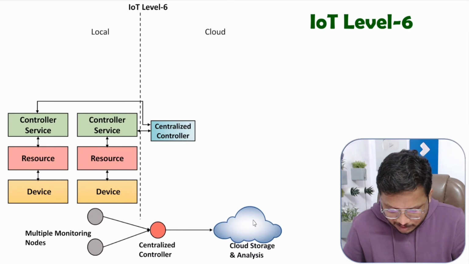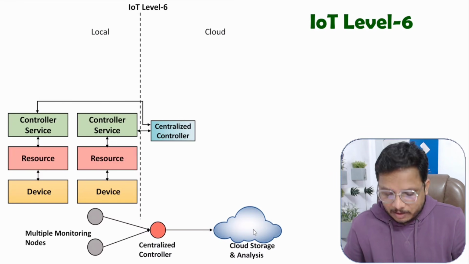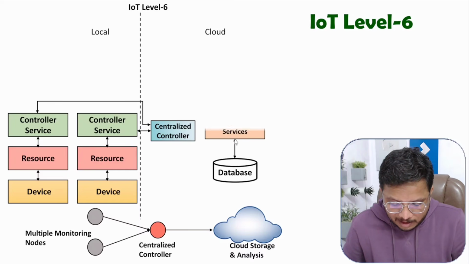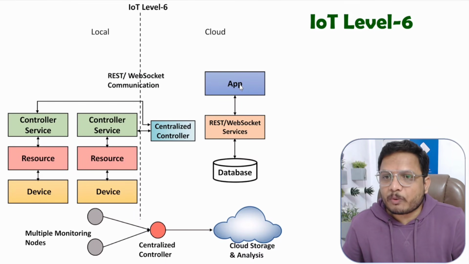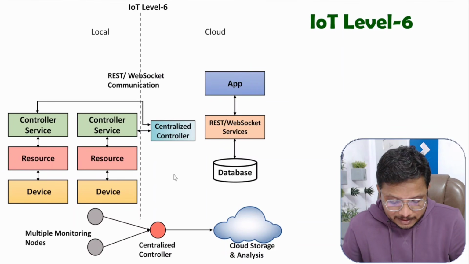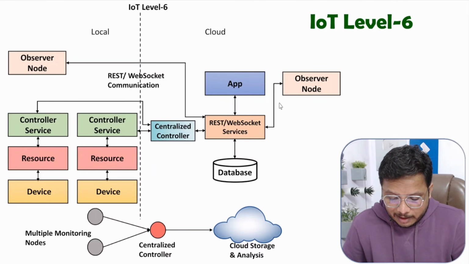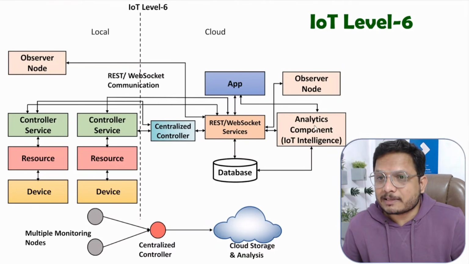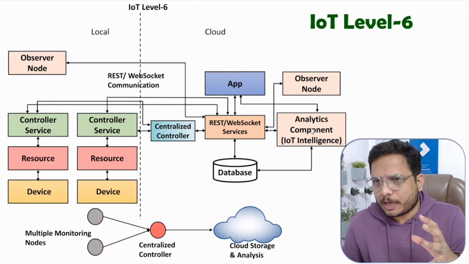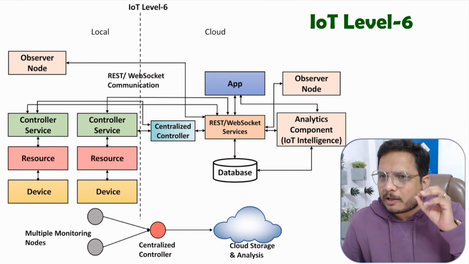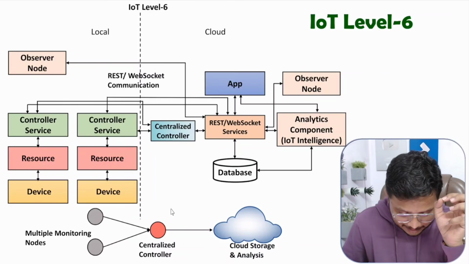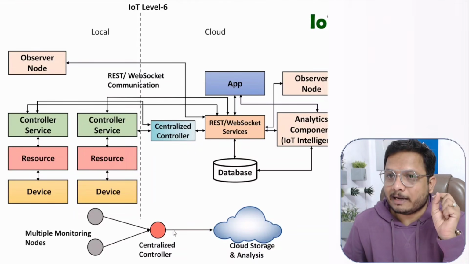You can observe here that after this, the cloud storage and analysis part will come. Here data is handled with the use of a database, REST and WebSocket services are executed, and the application will provide interaction to all the devices, right? Here the observer node will be there at local and cloud level, and the complexity of analysis is very high here. So the only thing that we are adding in level 6 is the centralized controller.